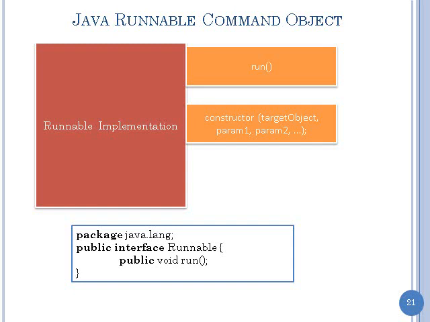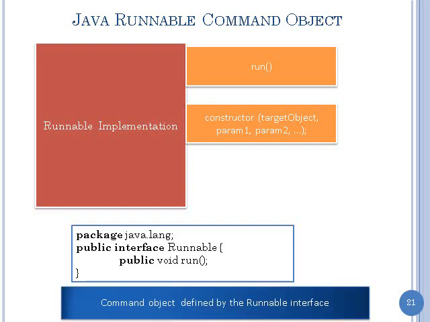Any thread object that implements this interface must define a constructor that defines the appropriate object and parameters. I might have one object that takes one set of parameters, another object that takes another set of parameters, two different classes implementing the same interface. The thread library doesn't care, it just calls the run method. So I finally executed the procedure call. That's what I've done asynchronously.